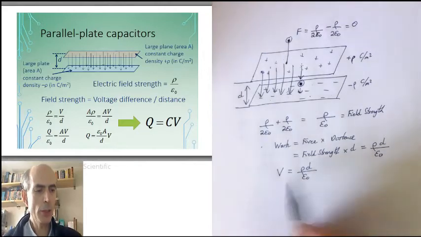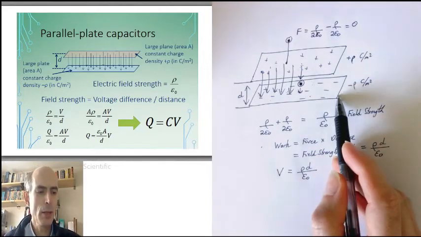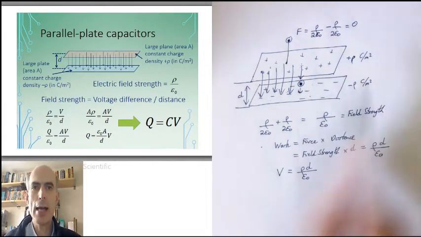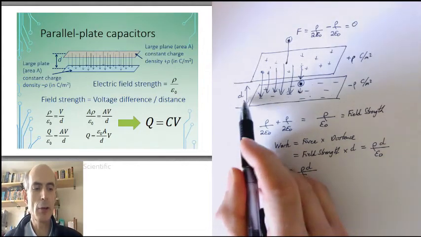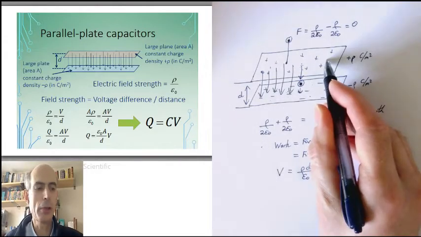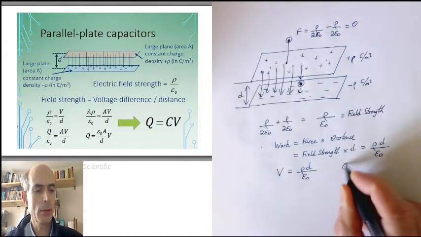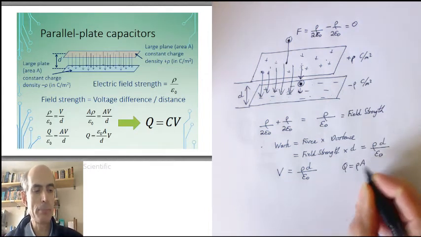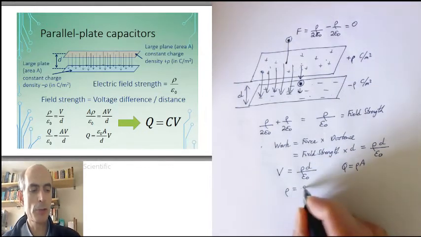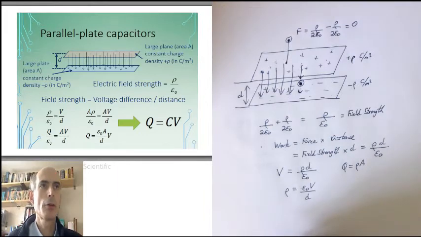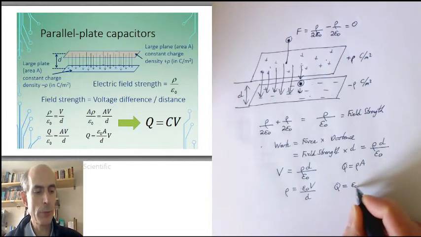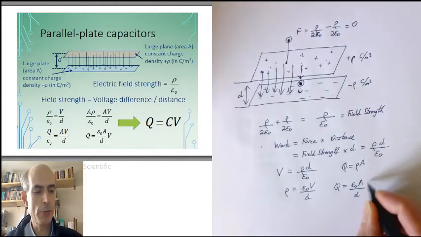Now, because we can't make infinite plates in practice, let's consider that the plates are not infinite. They just have a very large area A, or at least the area is very large compared to the distance between them. That would mean that the total charge on the plates is given by, I'll call it Q, rho times A. And from this equation here, I can see that rho is equal to epsilon naught V over D, and substituting this into there gives me Q equals epsilon naught A over D times V.